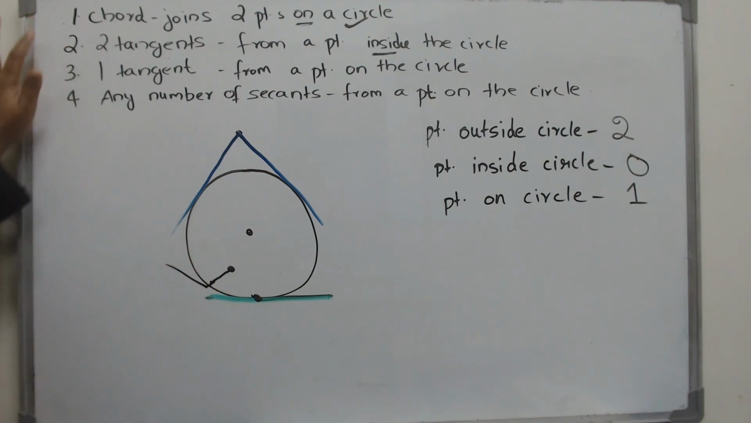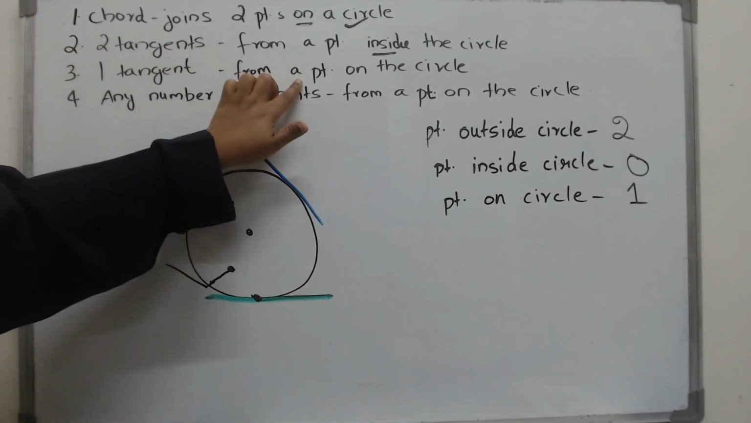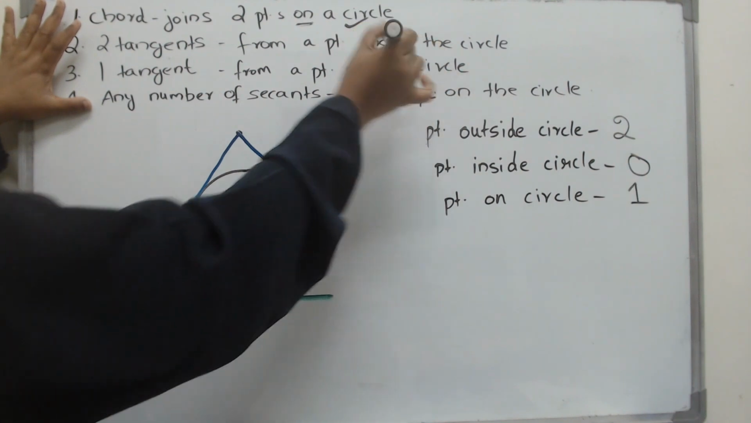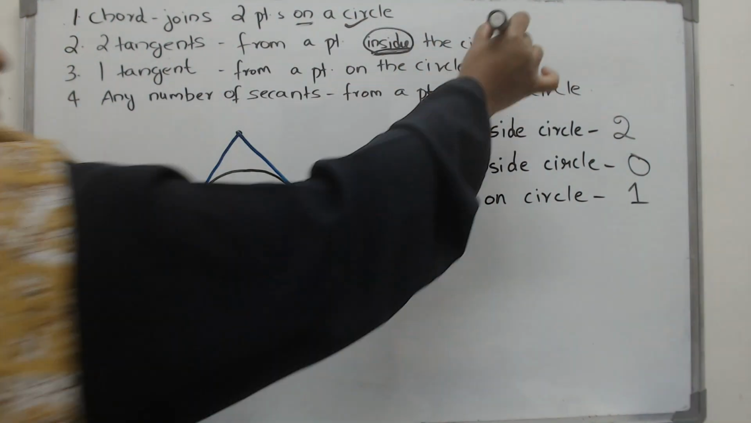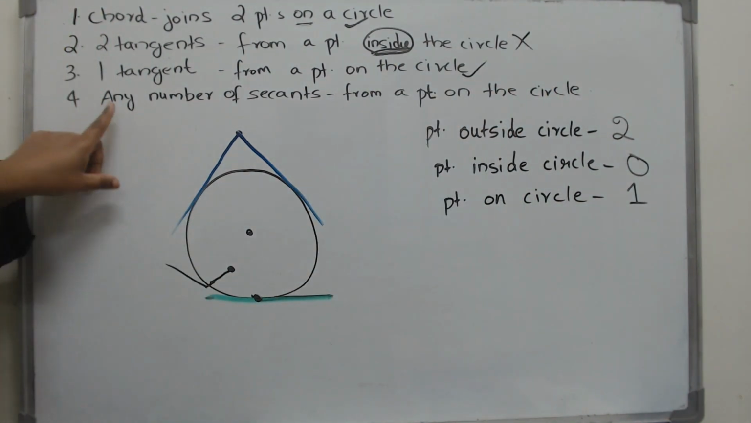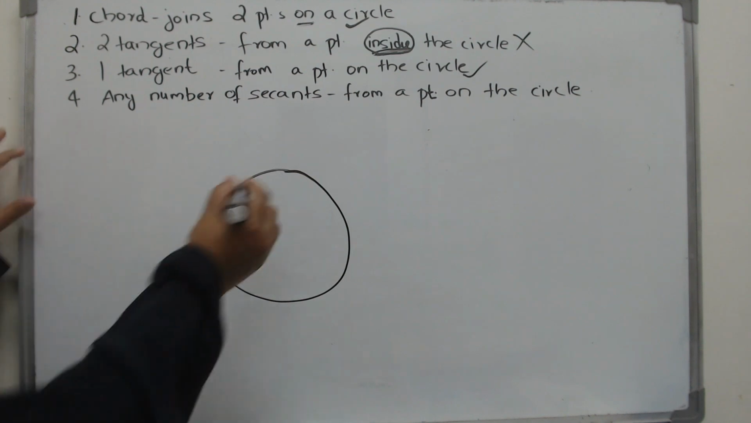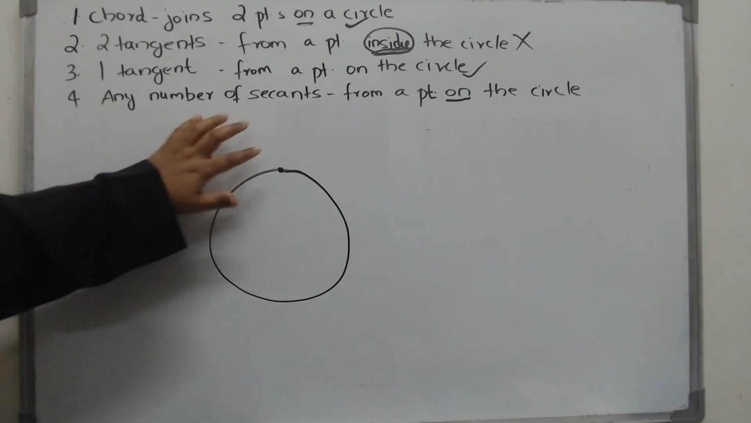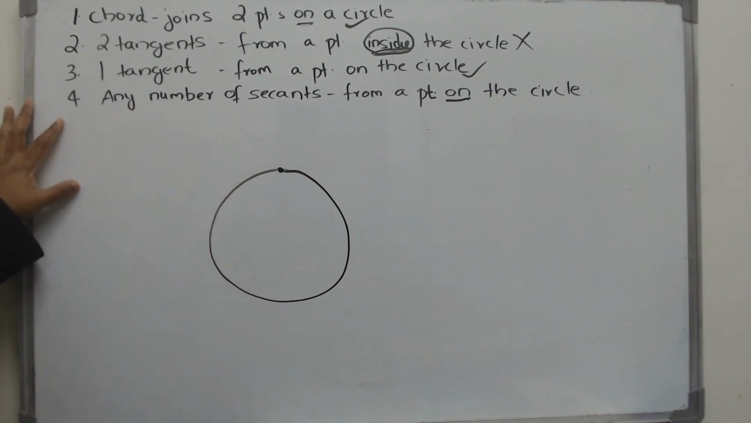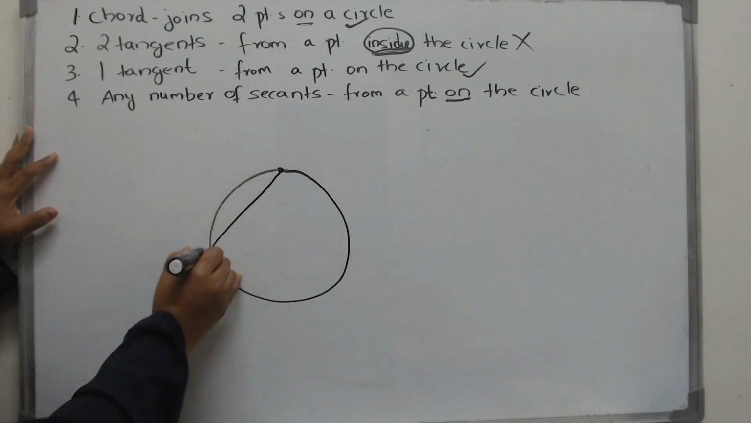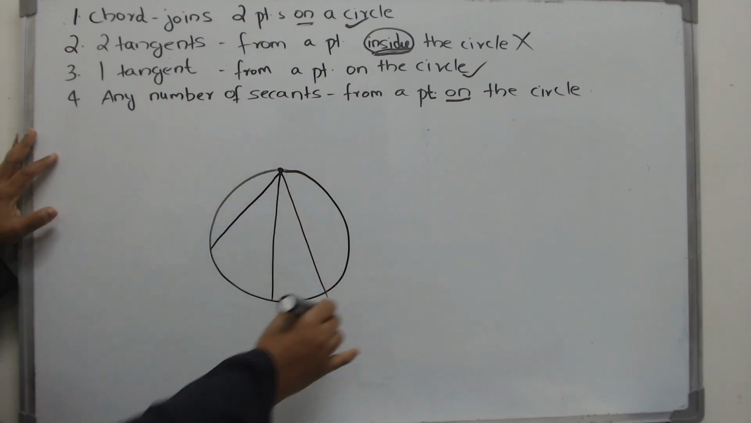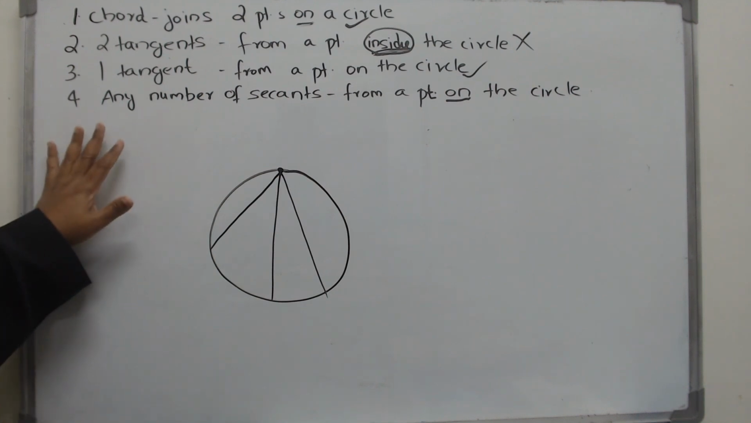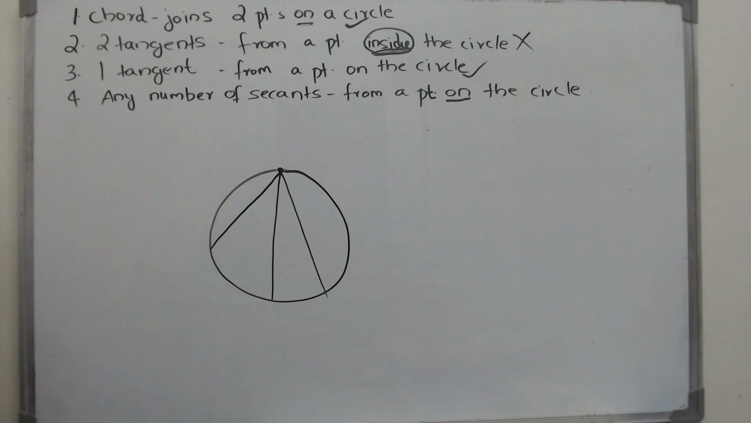Now do you see which of these statements is wrong? 1 tangent from a point on the circle, correct. But then 2 tangents from a point inside the circle, wrong. So this is our false statement, but anyways we will go to the 4th one also. Now from any point on the circle, as I said, keep an eye on the prepositions, on the circle. From any point on the circle, how many secants can you draw? Any number of secants. What is special about the secants? It has to intersect the circle at 2 distinct points. Do you see that? Yes. Any number of secants is possible from a point on the circle.